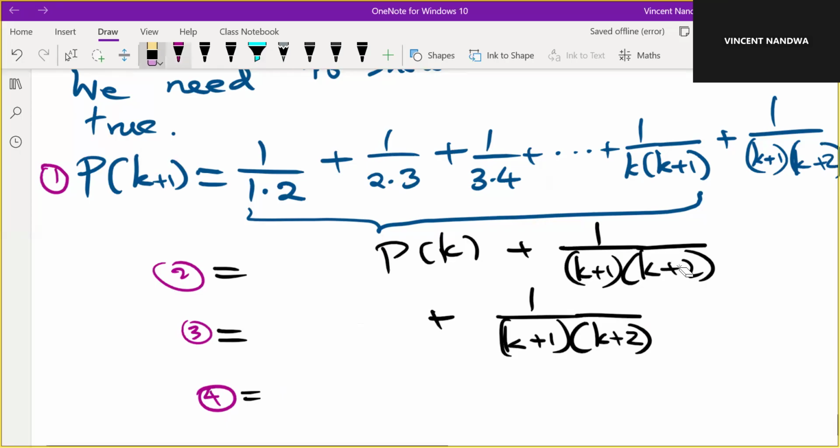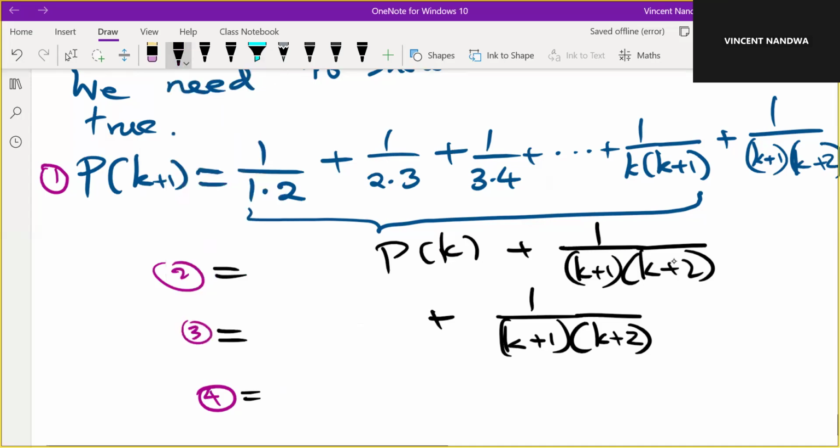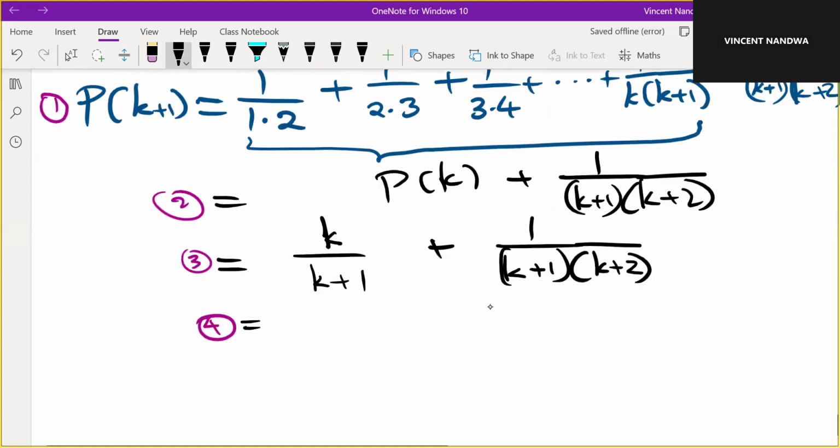So I am sure now that people are following. So p of k itself, when we work it out, the answer should be k over k plus 1, right? Yeah. So now we can put this under the same LCM so that we don't confuse people, just the way we have been doing the other problems. So now we combine these two fractions.